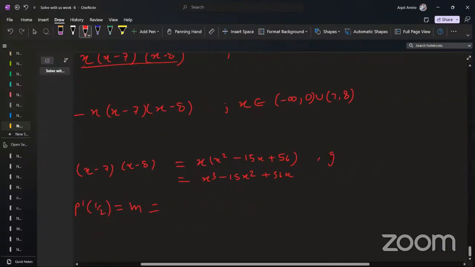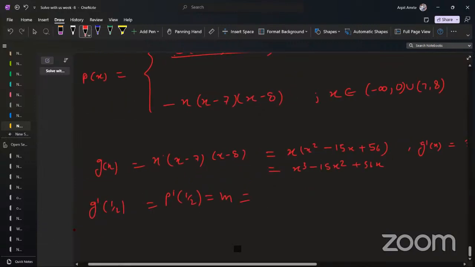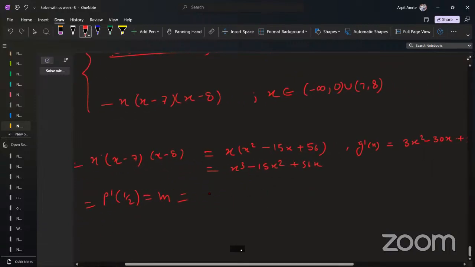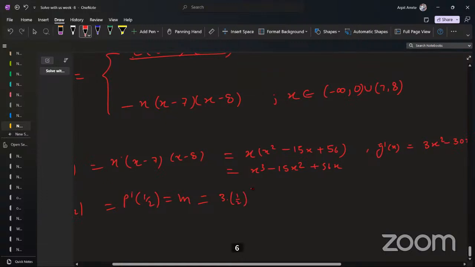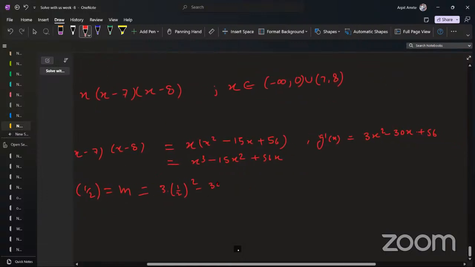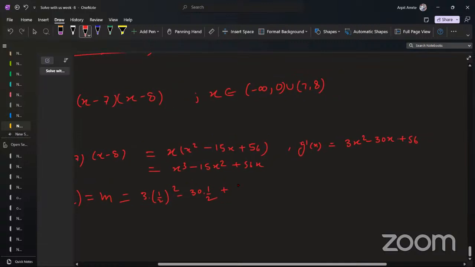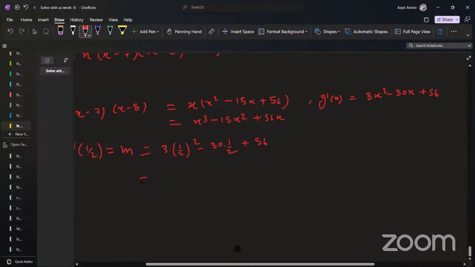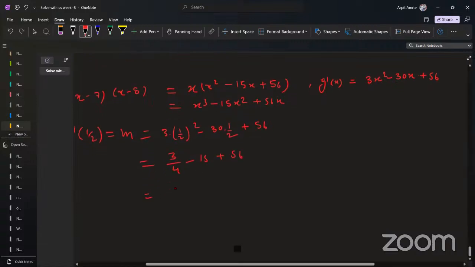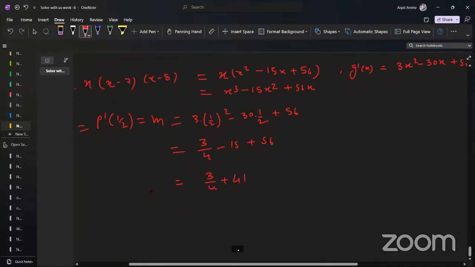Now, what will be our g prime x in this case? 3x square minus 30x plus 56. Now, what will be g prime of half? It will be 3 into (1 by 2) square minus 30 into 1 by 2 plus 56. So 3 by 4 minus 15 plus 56, which is 3 by 4 plus 41. This is my m.